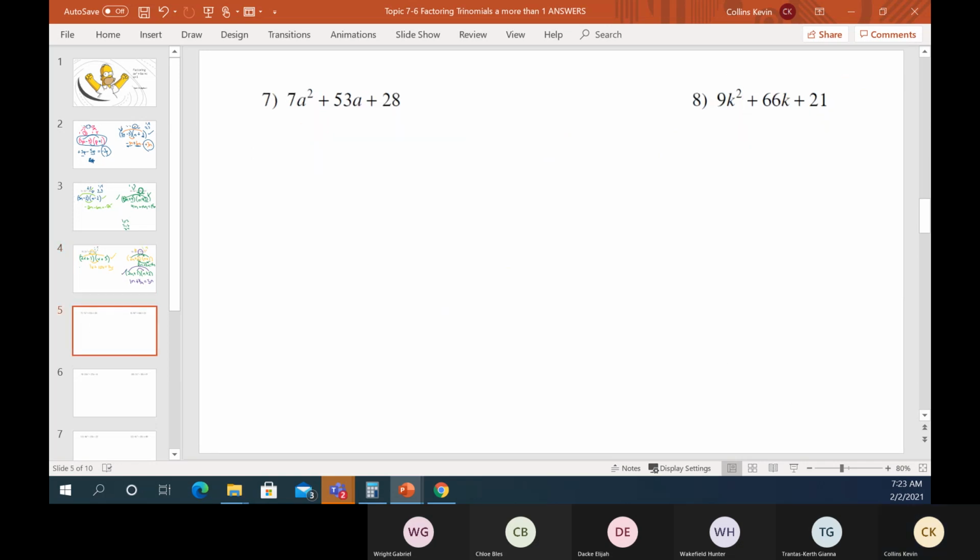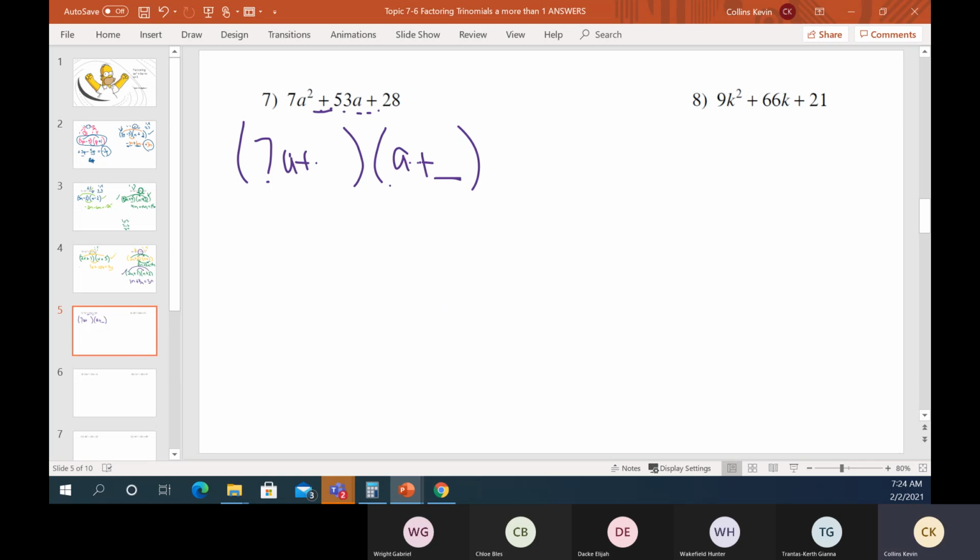Let's try another one. Okay, so this one's got a 7. All right, so that means we're going to have a 7a, and then we're going to just have a 1a. We've got our plus and pluses again. So plus and plus means plus and plus. So now we need to figure out what numbers go here. Now remember, again, the number that goes here is going to get multiplied by 7. And 53 is a pretty big number, but if you start multiplying by 7, things happen pretty quickly, right?